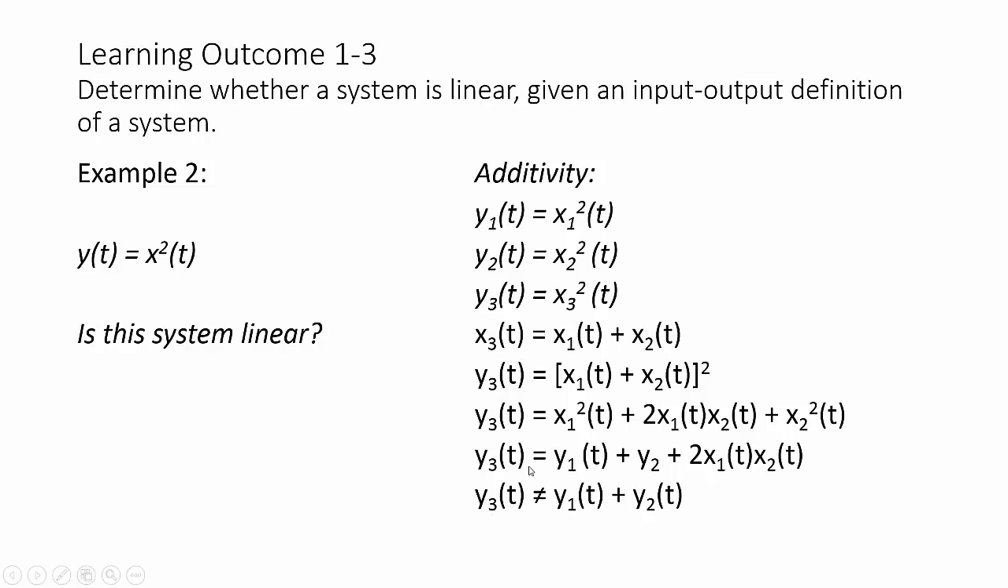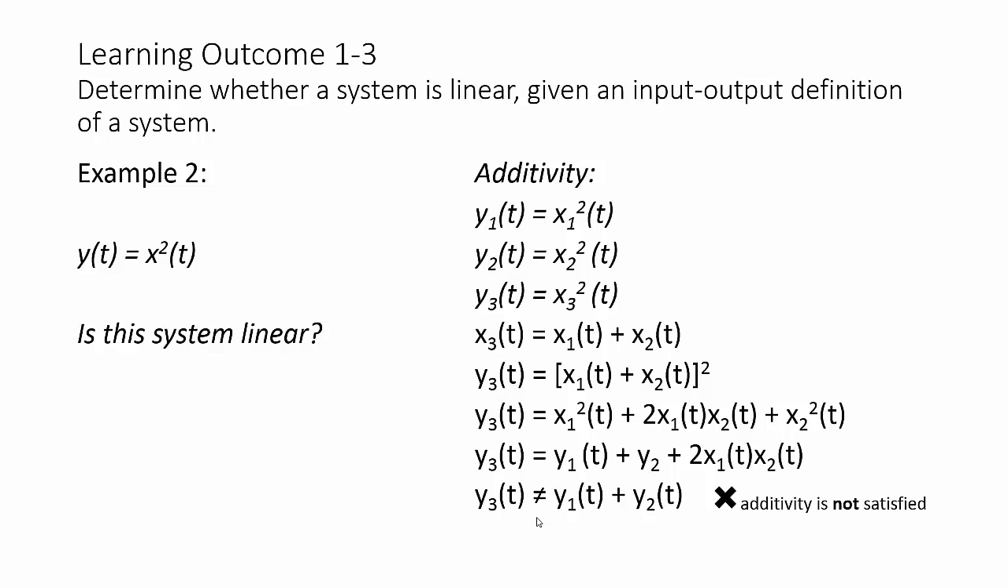Because y3 is not just the sum of y1 and y2, we wind up with a not equals, which is different than the previous example. In the previous example, we got an equality. We put a check mark and said additivity was satisfied. When we do not get an equality, we put an X mark and say additivity is not satisfied.